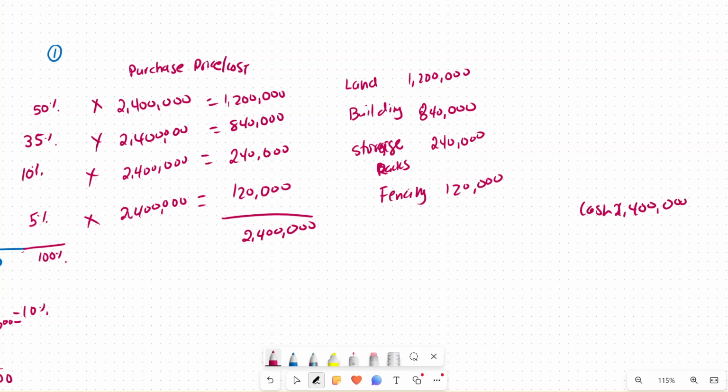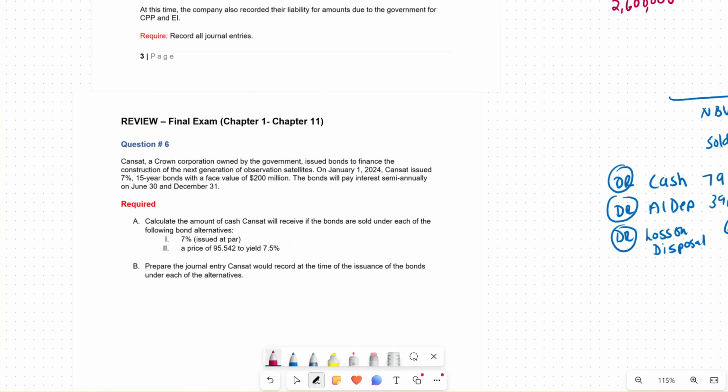So that's my credit, and all these accounts are my debit accounts. When you're doing it, you have to tell me if you're debiting or crediting, or you have to indent it. When you indent it, that means that you have a debit and a credit. Let's see where the next question is.